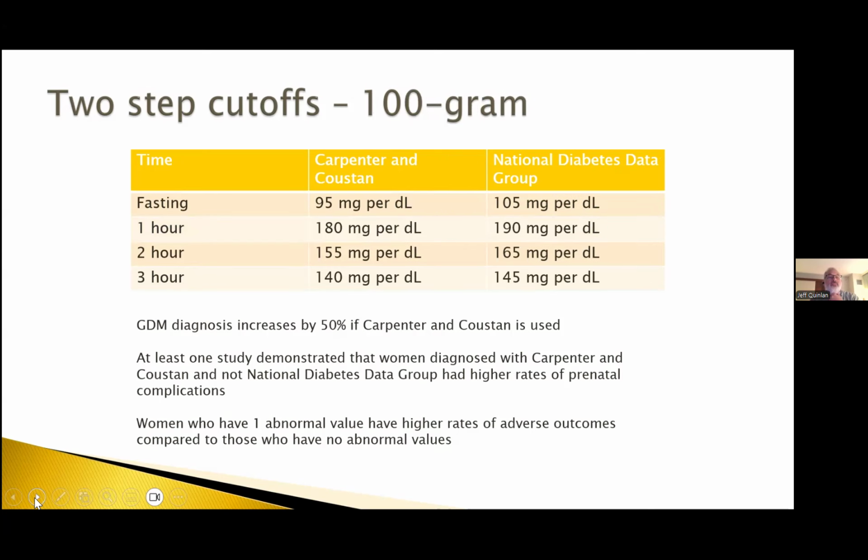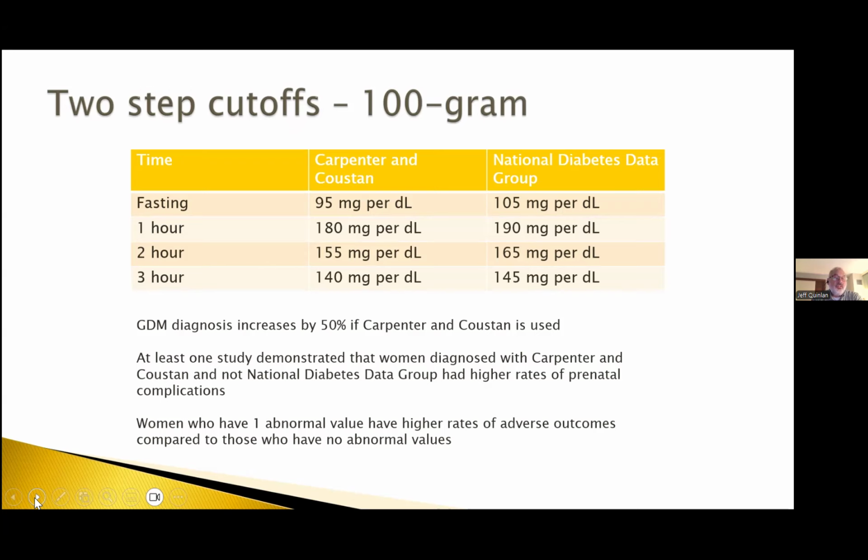So if you have that positive 1 hour, then you're going to move on to a 100-gram challenge. There are also two sets of cutoffs you can use. There's the Carpenter and Coustan cutoffs, and then there's also the National Diabetes Data Group cutoff. And so we actually increase the diagnosis by about 50% if we use Carpenter and Coustan.